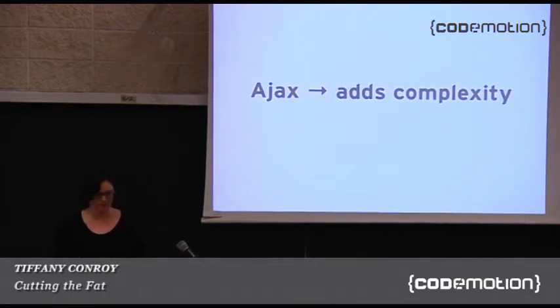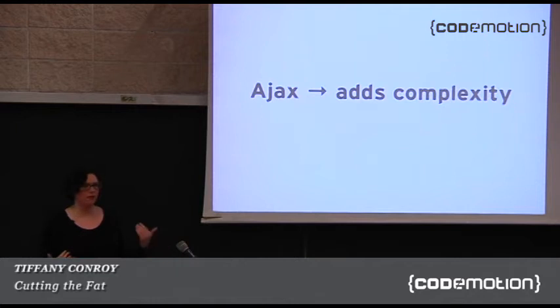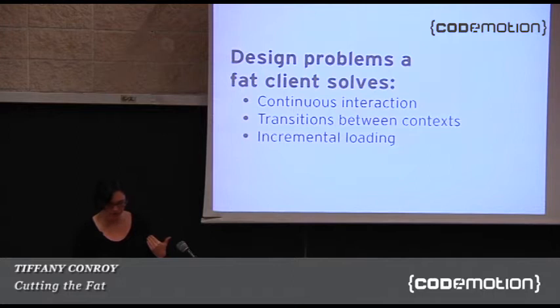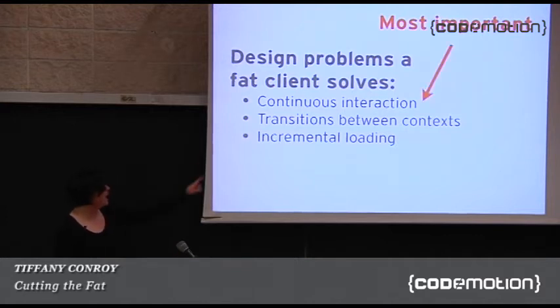But AJAX adds complexity. So we think, OK, maybe there's some kind of trade-off here. I want context, but it's too complex. So let's just look again at the problems that are solved here, and maybe we can pick the most important one. I think that continuous interaction is the most important reason why we would use AJAX. My opinion. We can discuss whether you disagree. But if we didn't care about that, we would just reload the page.